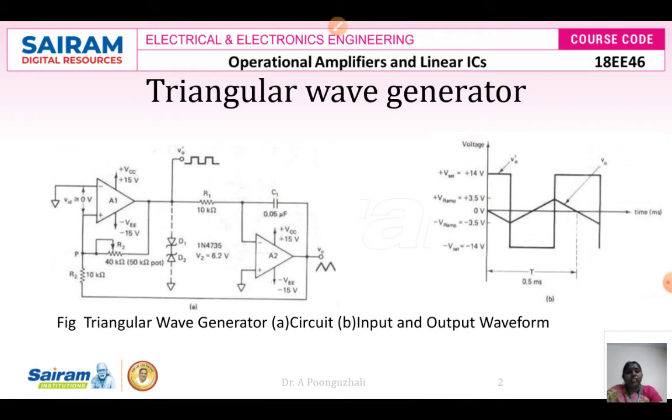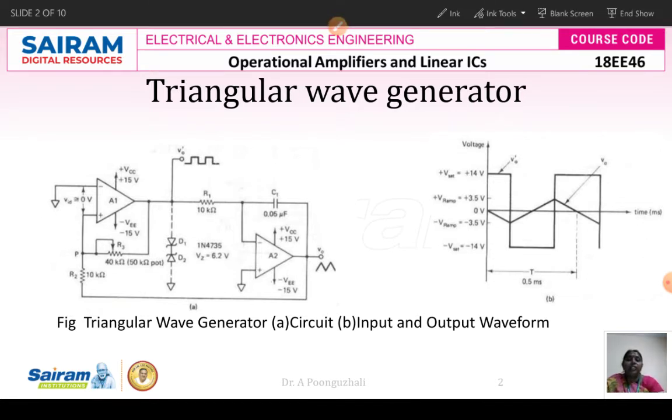In this circuit, the first part is going to be a square wave generator and the second part is going to be an integrator. The output of the square wave generator is going to be connected as input to the integrator circuit. Now we will see how the circuit is going to work.